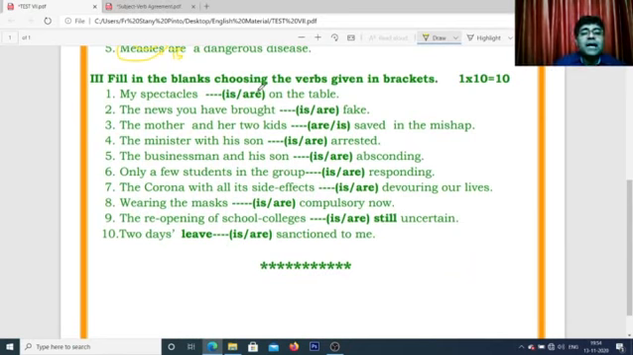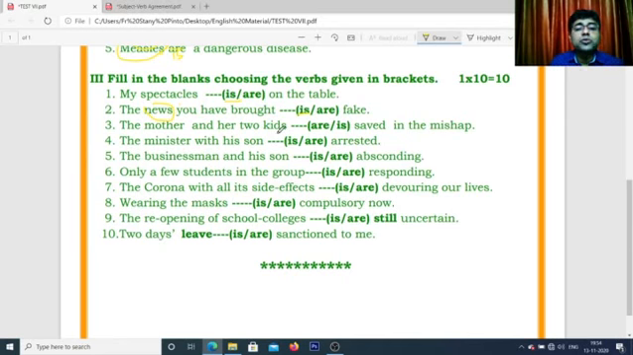Last part. Filling the blanks, choosing the verbs given in the brackets. My spectacles dash on the table. My spectacles are on the table or my spectacles is on the table. Please remember, my spectacles is on the table. Why? Because spectacles is one. The news you have brought is fake. We already referred to this. The news you have brought is fake. It is not plural here. It is singular.